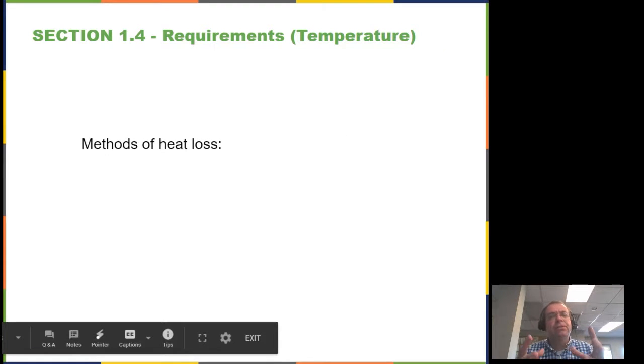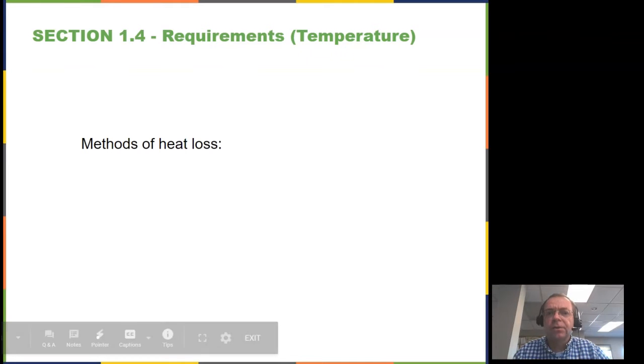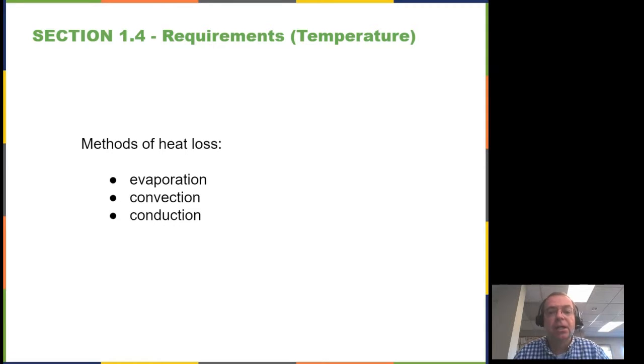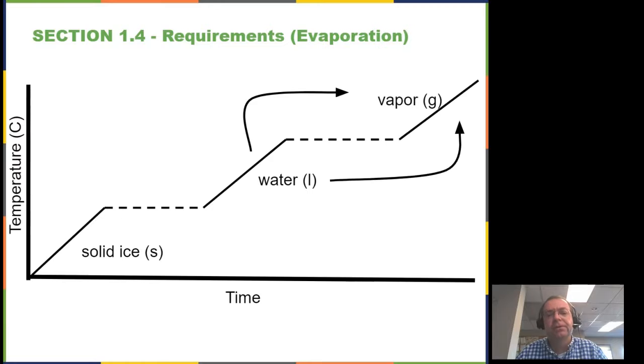As far as temperature goes, we're going to first look at heat loss. There are four methods of heat loss for the human body: evaporation, convection, conduction, and radiation. So we'll take a look at evaporation first. You might remember from some of your chemistry or physical science classes. If you don't remember, that's okay. That's why we're doing this.